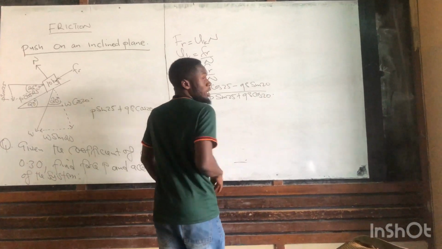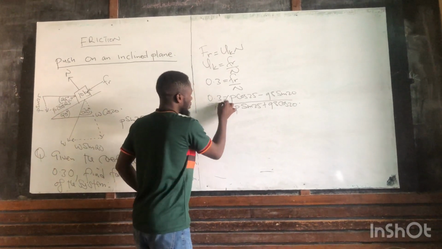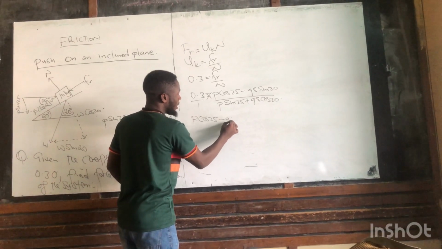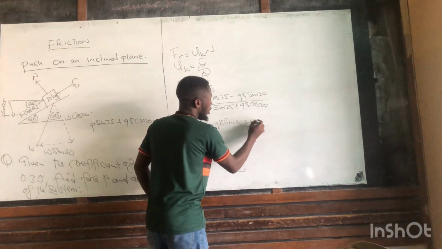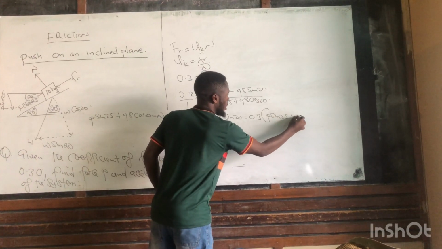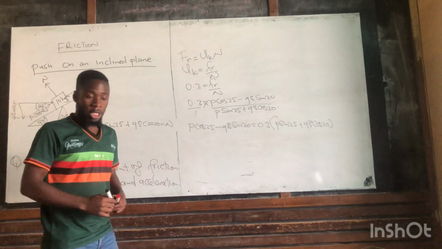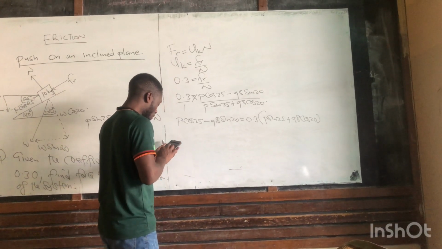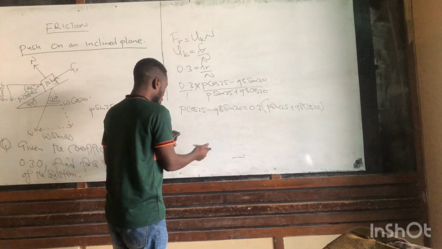Then from here you can do a cross multiplication. So P cos 25 minus 98 sine 20 is equal to 0.3 multiplied by P sine 25 plus 98 cos 20. Here you can do the mathematics. So what is cos 25? It's about 0.9.